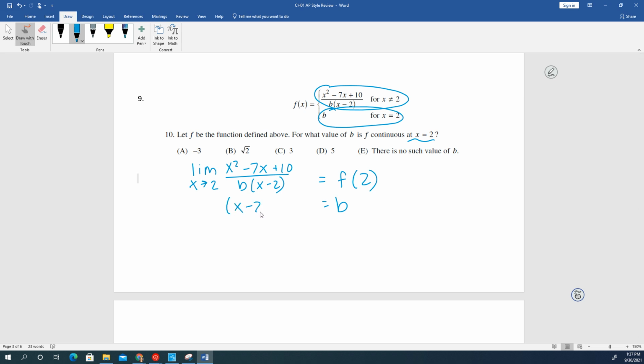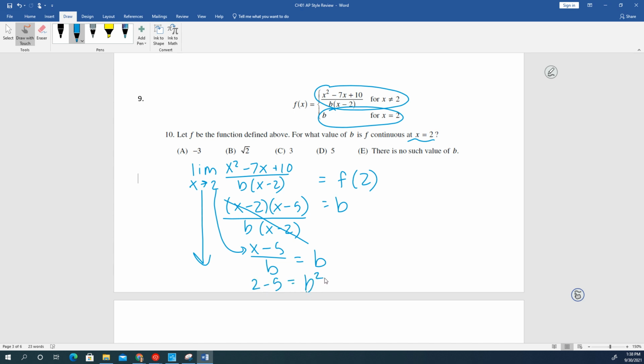That factors into x minus 2 times x minus 5. The x minus 2's cancel. You can even just draw your arrow. I'm left with x minus 5 over b. And now I can plug in 2 for x. Now I can direct substitute. So I end up getting 2 minus 5 equals, I'm going to multiply that b over b squared. Okay, so I end up getting negative 3 equals b squared, and I try to solve for b, and I'm square rooting a negative, so there is no value of b that would make that function continuous.